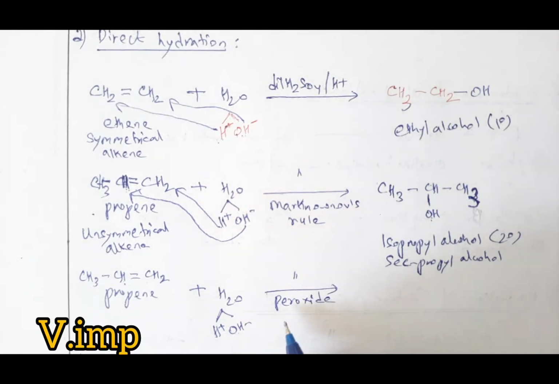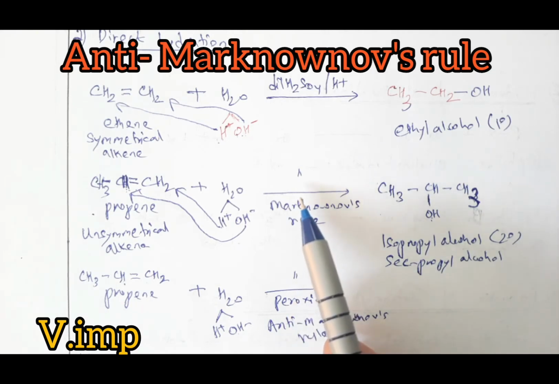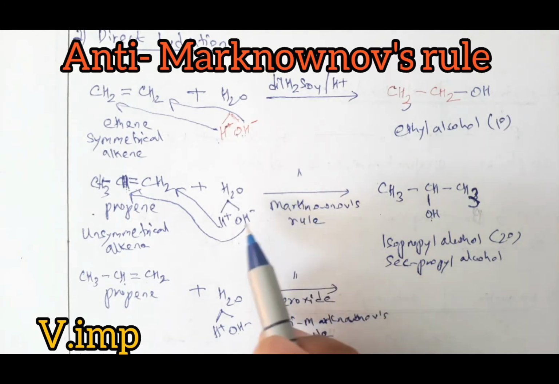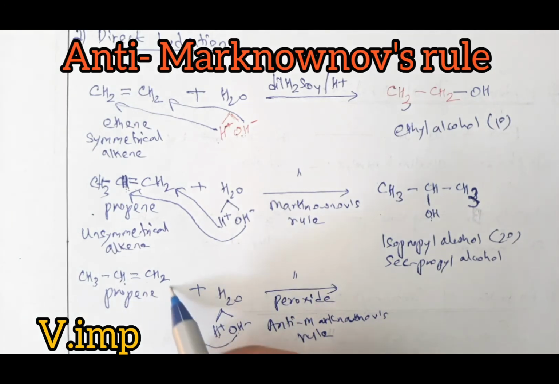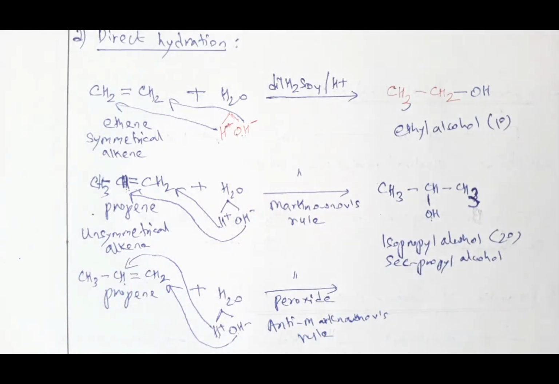When I use peroxide, the Markovnikov rule becomes opposite, and it becomes the anti-Markovnikov rule. Here I didn't add peroxide, so it is Markovnikov. But when you add peroxide, it becomes anti-Markovnikov. In Markovnikov, negative was going to the less and positive to the more. But in anti, it becomes opposite. Now, negative will go to the more and positive will go to the less, whereby you get a different product.